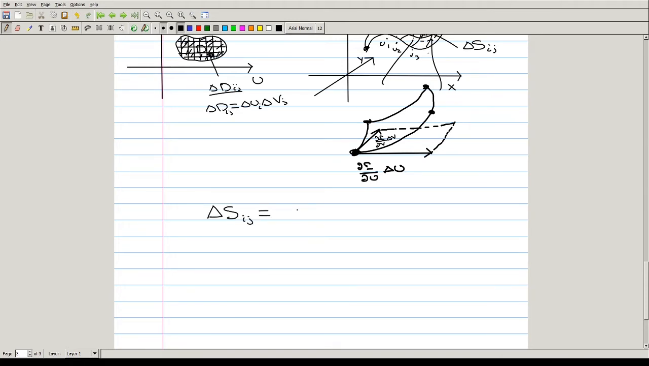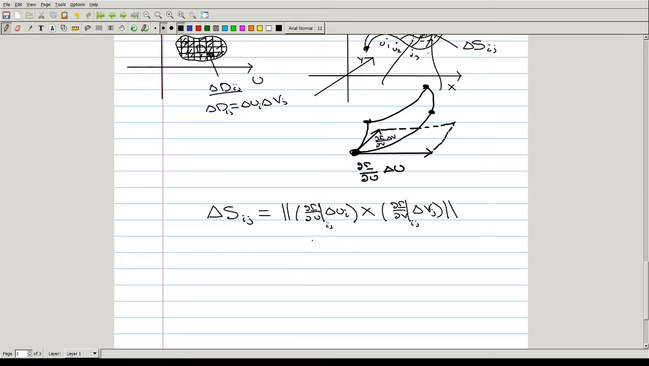Delta Sij is going to be equal to the magnitude of the cross product of this vector right here and this vector right here. Specifically, this is at delta ui and delta vj. Same thing here, this is at the corner point ij, and this is at the corner point ij.